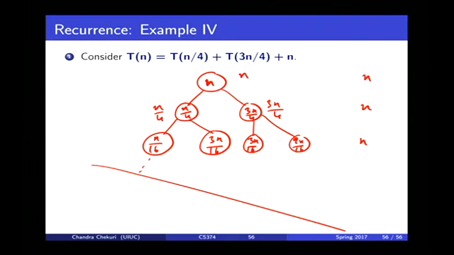Can we say how much is the upper bound on the work we do? If it is n per level, what is the maximum depth of this recursion? This node will be the deeper node. So what is the depth of that leaf? Can we calculate that exactly?